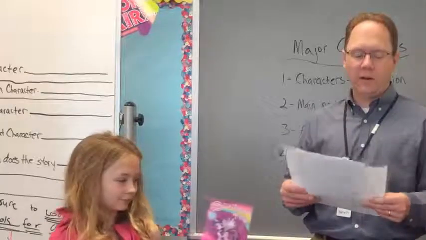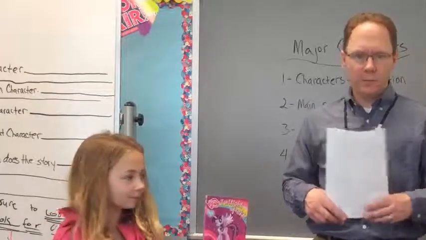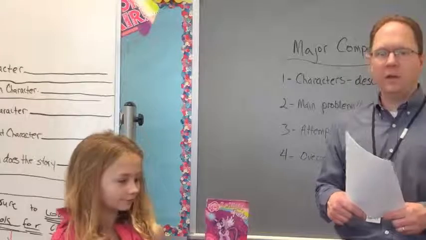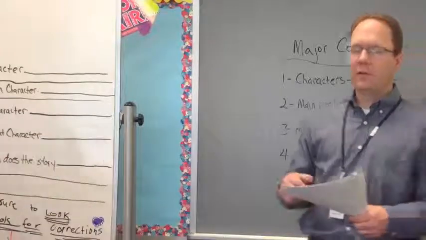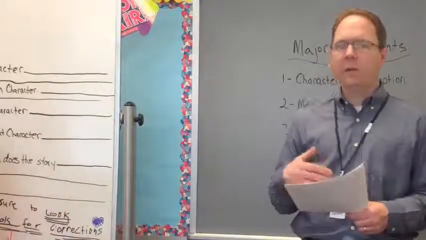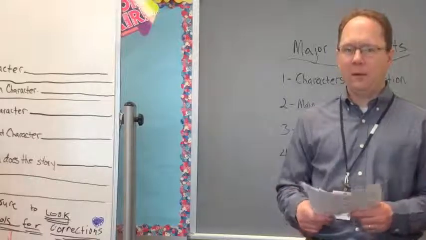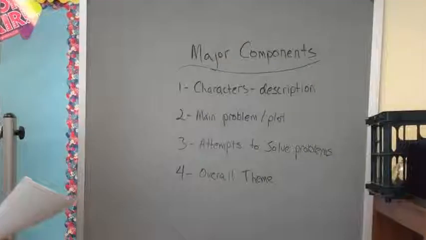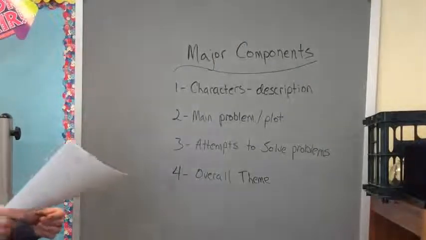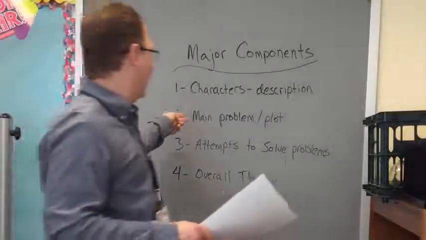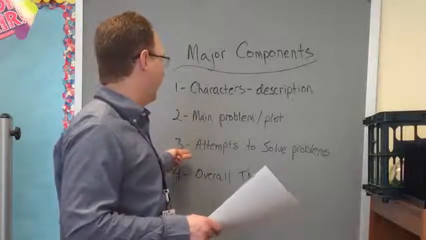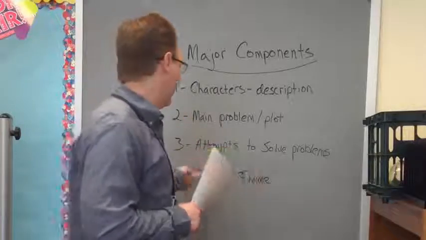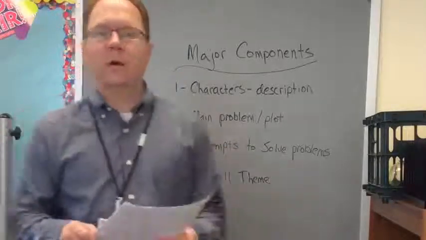They have a worksheet on the website that you can work through, 10 questions with students, and you can correct them as they're reading. So basically what we are going to do is Abby's going to read a chapter of the story, and we're going to talk through these elements. What are the characters? And she's going to give you a description of the characters. Then we're going to go through the main problem or the plot, attempts that the character had to solve the problem, and then we're going to go through the overall theme.